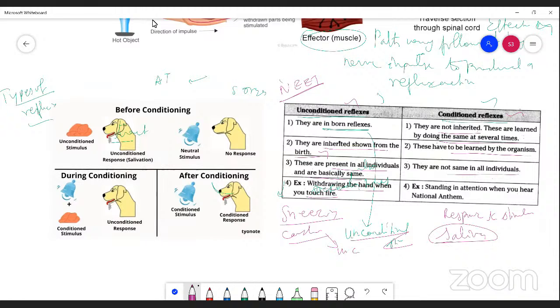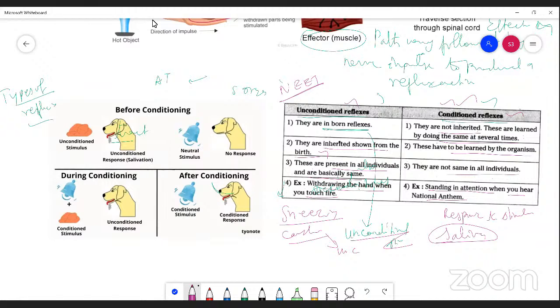This is called conditional because of the object. Whenever we see the object, our organs automatically do their function. That means our sense organs give the function. For example, standing in attention when you hear the national anthem. Whenever we hear the national anthem, we stand in the attention position. That is called the conditional reflex, because we are giving a response to the stimulus.